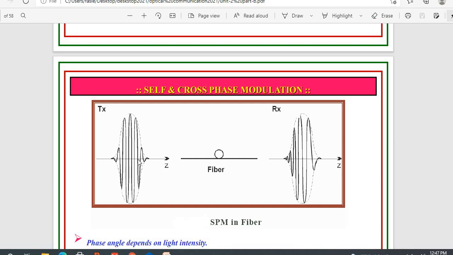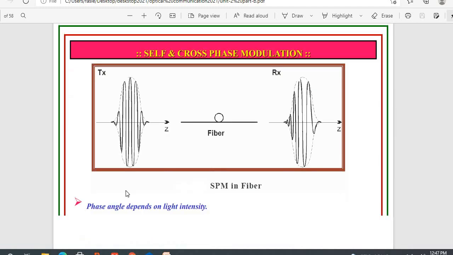When traveling from the transmitter to the receiver, it needs to receive the one which I am giving. But what happened to this? The phase angle depends upon light intensity. Whatever light intensity I have, depending upon that, my self and cross phase modulation is going to occur.